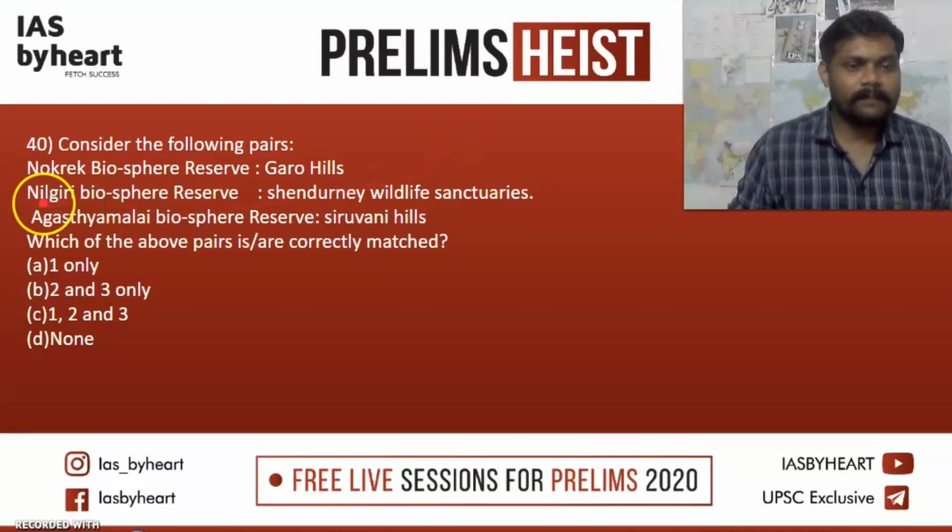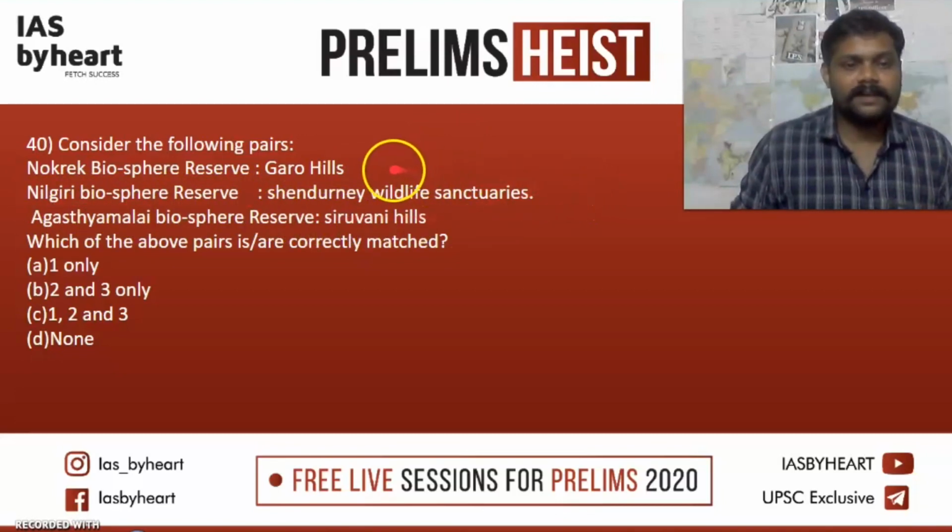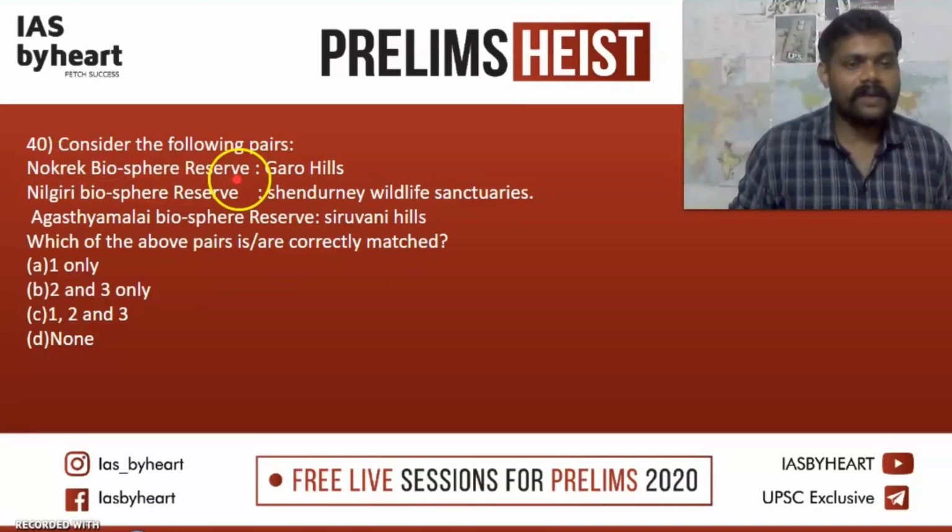Second one, Nilgiri Biosphere Reserve does not contain the Shendurney Wildlife Sanctuary. The Shendurney Wildlife Sanctuary is located in the Agasthyamalai Biosphere Reserve. But the Sirvani Hills are located in the Nilgiri Biosphere Reserve. So we have to choose the rightly matched pair. So our answer would be A. Nokrek Biosphere Reserve, Garo Hills. So A is our right answer.